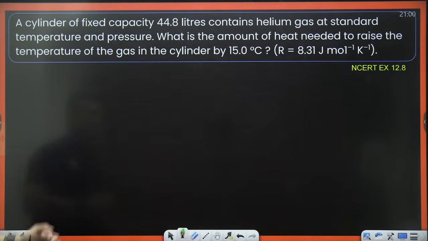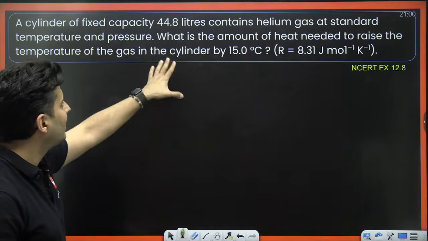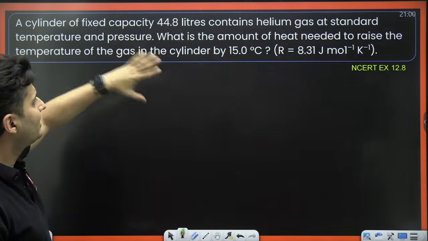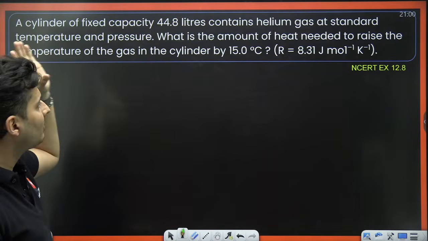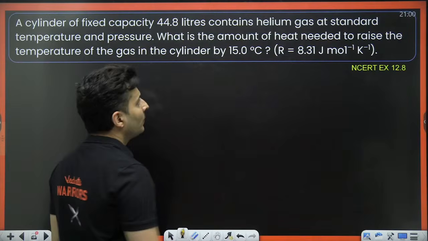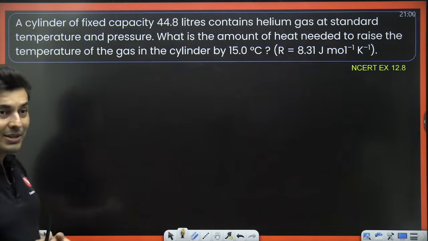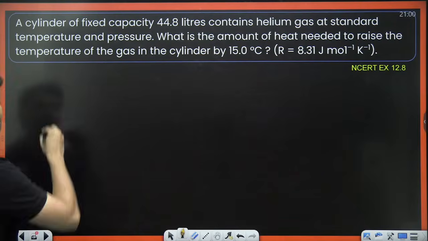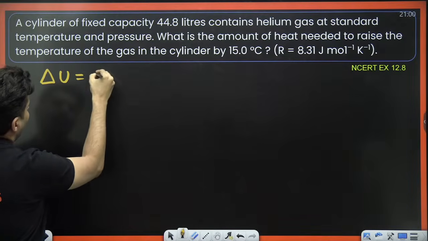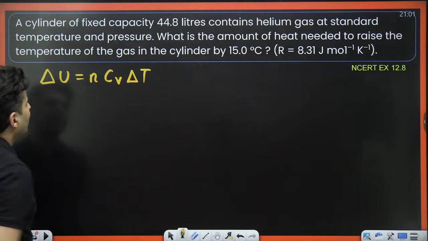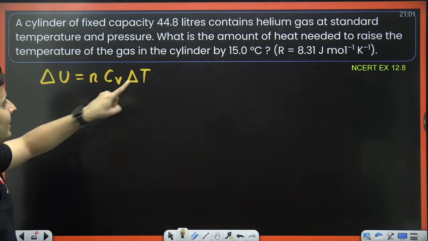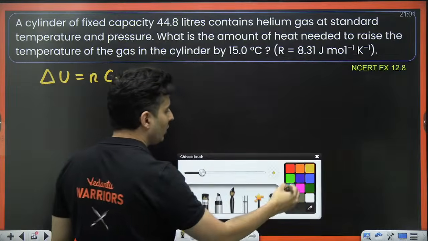Coming up on your screen, NCERT 12.8 exercise. A cylinder of fixed capacity, these many liters, is having helium gas at standard temperature and pressure. What is the amount of heat needed to raise the temperature of the gas in the cylinder by 15 degrees Celsius? I want to give some heat to raise the temperature. That means I have to increase the internal energy. So, in order to do that, I need to provide some energy to change the temperature. I need to know the number of moles. I need to know the CV. I need to know the delta T value. I think I know a few of them.